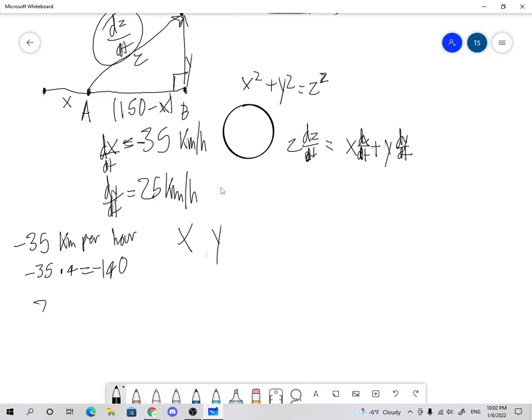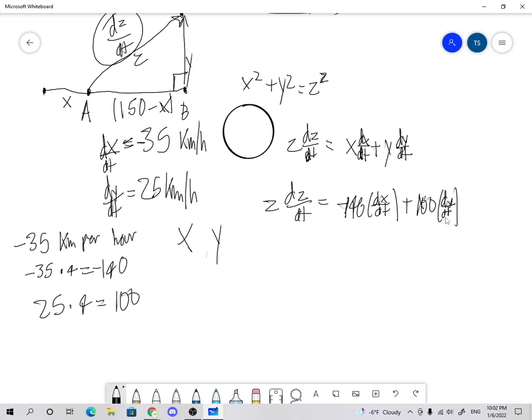And then we're going to do the same with 25. So 25 times 4 is going to be equal to 100. Pennies? Quarters. I said pennies. Really? Okay, great. So now we have z dz/dt is equal to negative 140 dx/dt, which we're going to plug in soon, plus 100 dy/dt. But we still don't know what z is. Well, my fellow compatriots, you just found 2 sides of a right triangle. So, lucky you, the Pythagorean theorem can help you here.